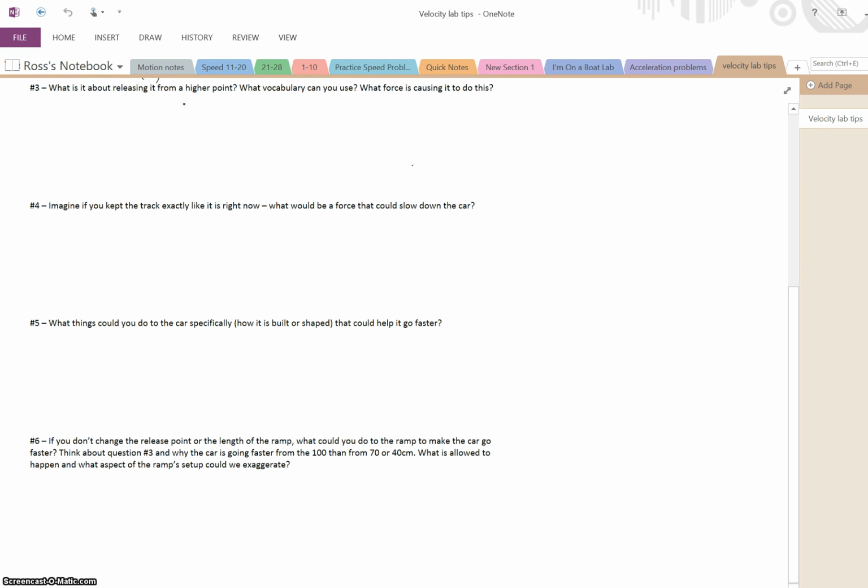What is it about releasing it from a higher point? Why does that matter? What vocabulary can we use? We've been in physics for a little bit now. We've talked about speed, velocity and acceleration. Can you talk about any of those words here that depend on time, and the more time we give something, the more it can do of something else? So just think about all the terms that we've been studying.